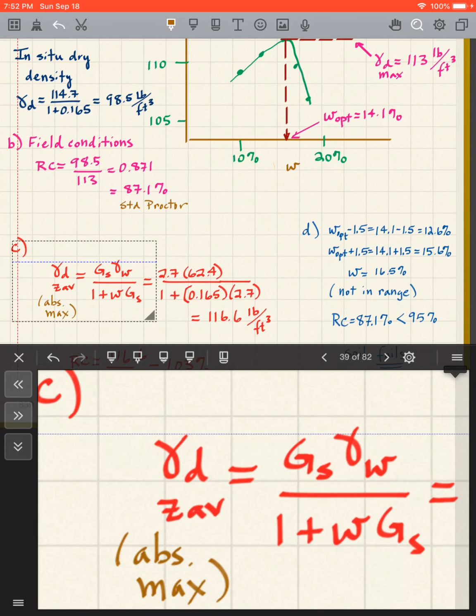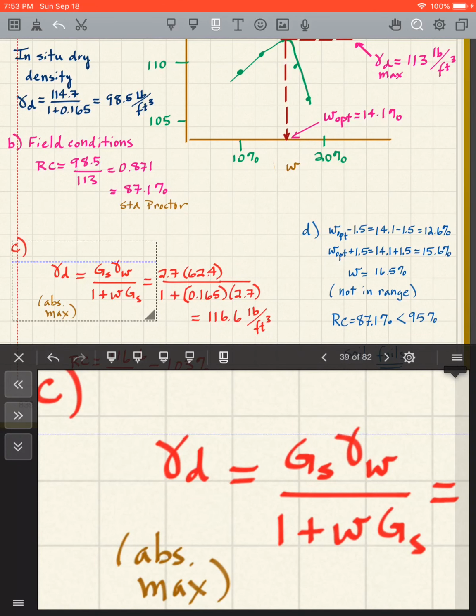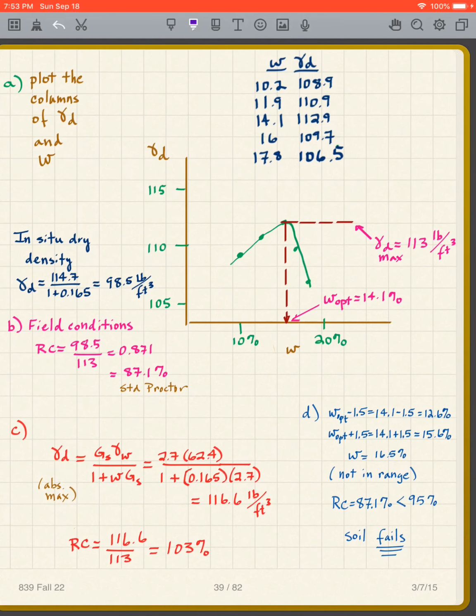Absolute max is this, and we apply our equation, gamma D = G sub S gamma W over 1 plus W G sub S. I get the maximum possible is 116.6, and that would mean that to reach that, we would have a relative compaction of 103%. So we're not going to get there, but likely, you have to work pretty hard at it to get that in the field.